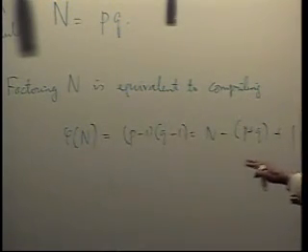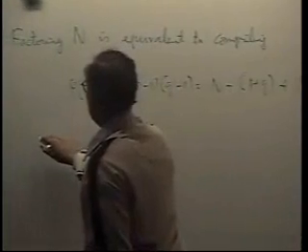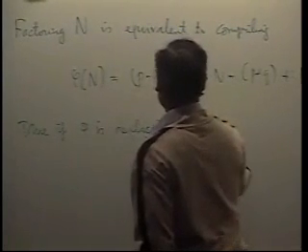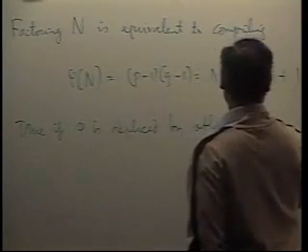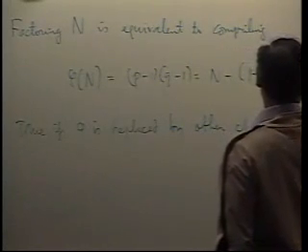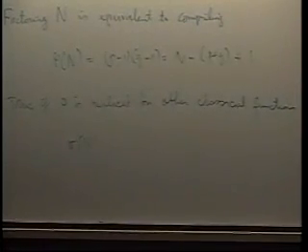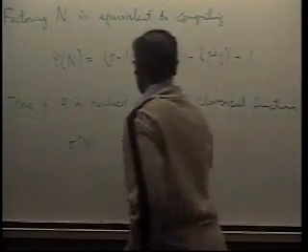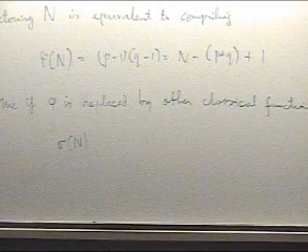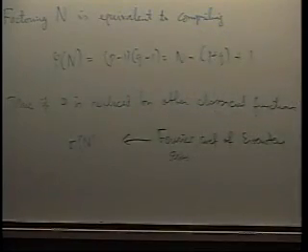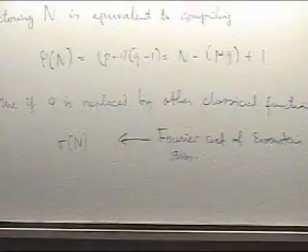Now you can make a similar kind of statement with other functions related to phi of n. This is true if phi is replaced by other classical functions, for example sigma of n, which is the sum of the divisors. But the point is that sigma of n is a Fourier coefficient of an Eisenstein series. And so this raises the question of the relationship between Fourier coefficients of modular forms and factoring.